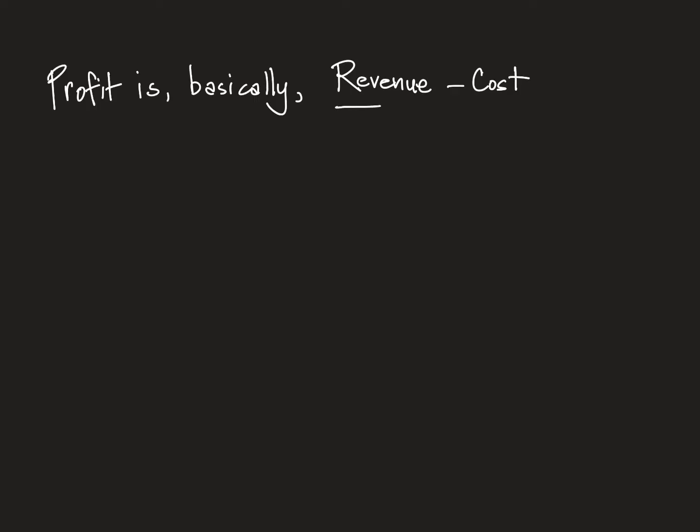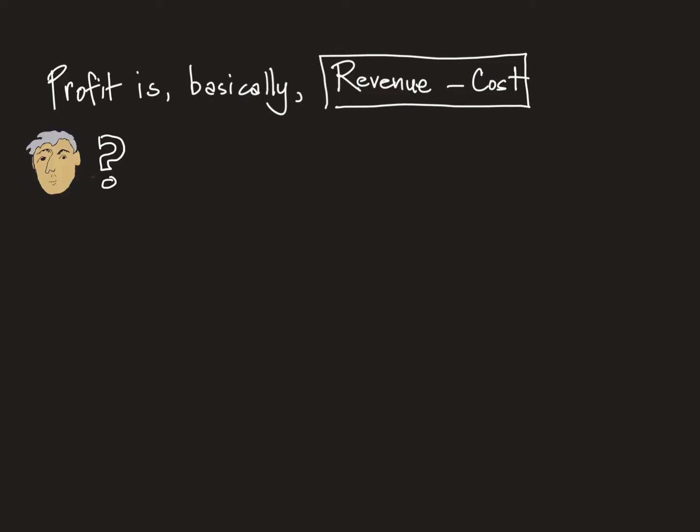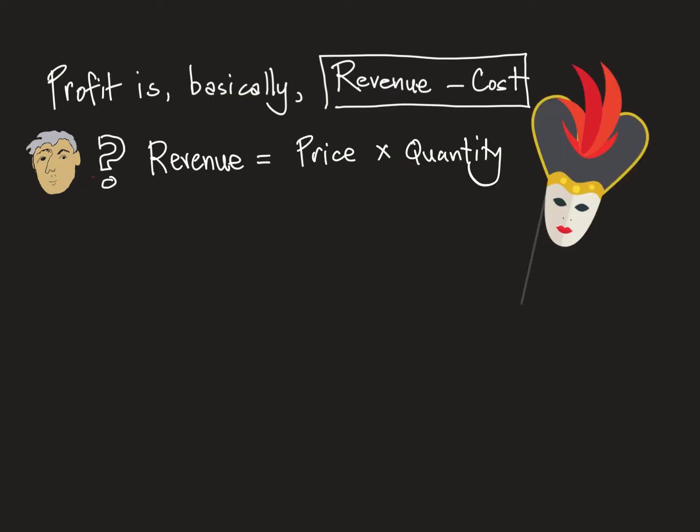So profit is basically what's left over of your revenue after you pay your costs. Now, what is revenue? Depending on the type of firm you're at, revenue can be thought of for our purposes simply as price times quantity. If you're selling 10 units at $3 each, your revenue would be $30.